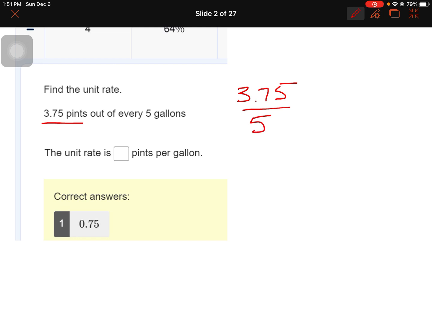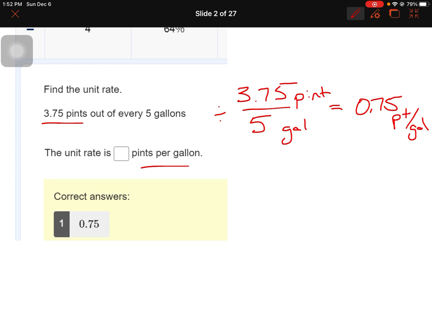And remember, a rate has 2 different units. And when we talk about a unit rate, we want the denominator to become 1. And so you simply divide these 2 amounts. And when you divide that, you get 0.75, and it would be pints per gallon. And they did the label for you.